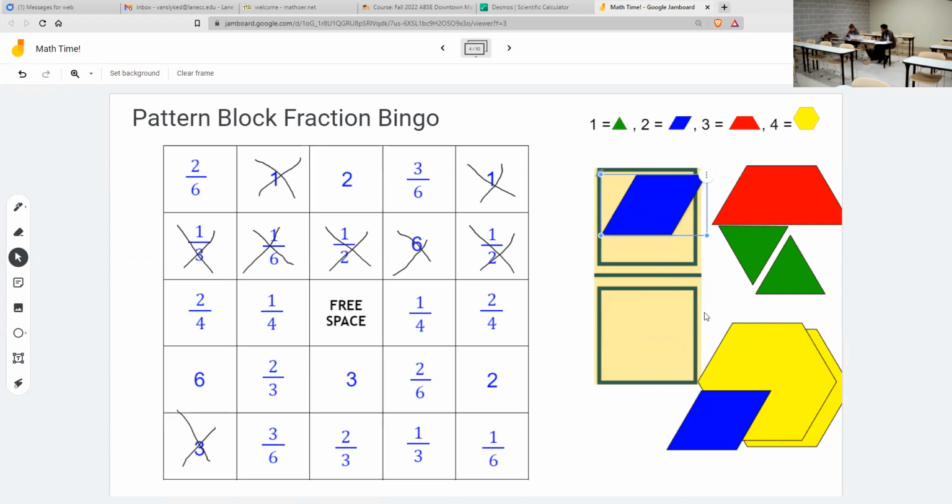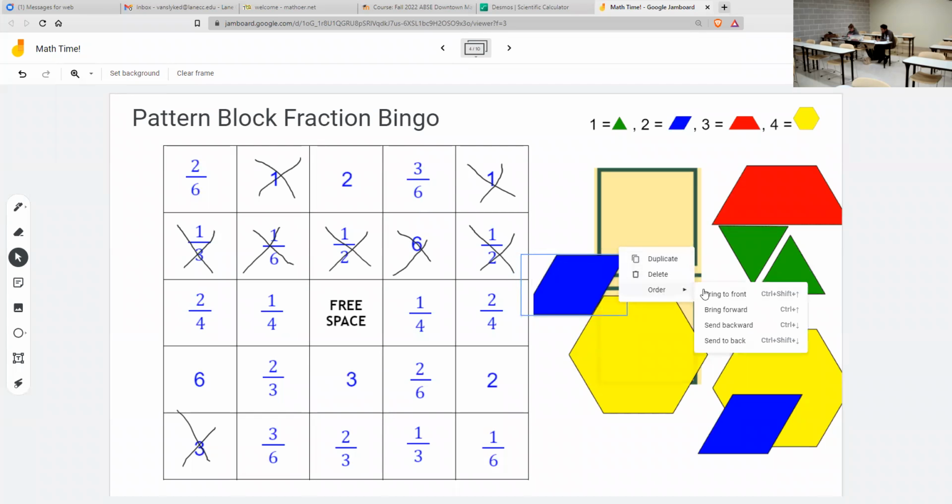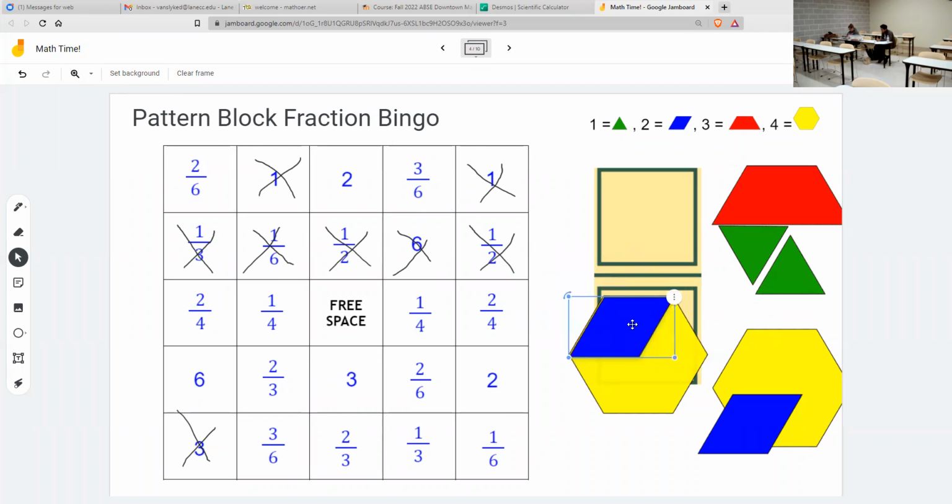So a blue and the yellow with rolling a 2 and a 4. So that could be 1/3. You're covering 1/3 of the yellow. It could be 2/6. It could be 6 over 2.